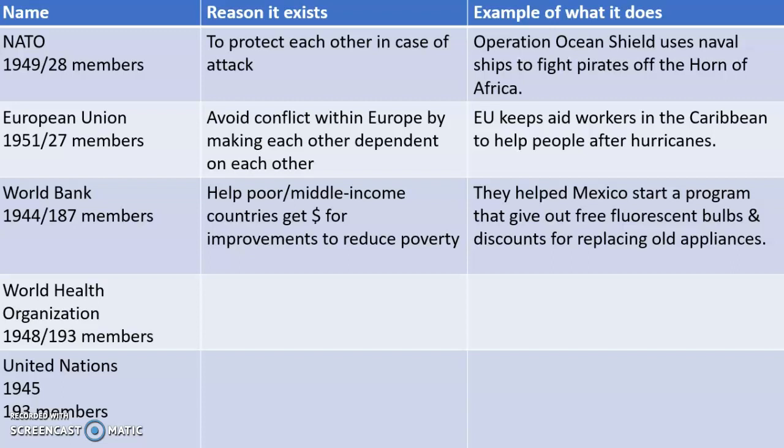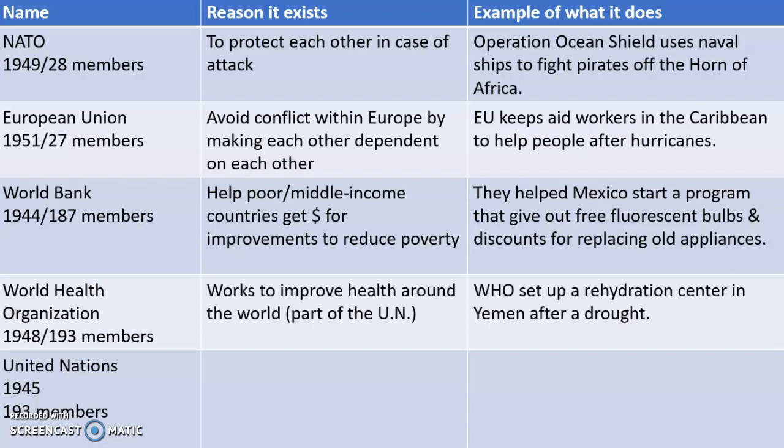That's just an example. The World Health Organization was founded in 1948. It works to improve health around the world. Right now, they are the big pushing force in all the countries around the world in helping set up testing and helping deal with the coronavirus. And another example of the WHO is they set up a rehydration center in Yemen, which is in northeastern Africa, after a drought. So a water center to help the people of Yemen.